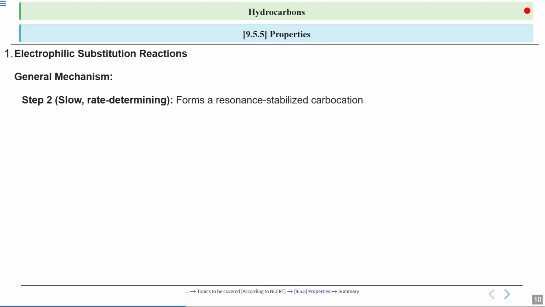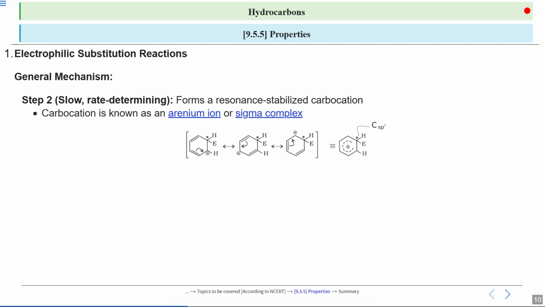The next step is formation of resonance stabilized carbocation. Here, the aromatic ring reacts with the electrophile to form a carbocation which is stabilized by the resonance. This means the positive charge can be spread out over several atoms, making the intermediate more stable. So, the carbocation intermediate is called an arenium ion or sigma complex. Notice in the diagram how the positive charge is delocalized over the ring. This helps us to stabilize the intermediate even though the aromaticity is temporarily lost.